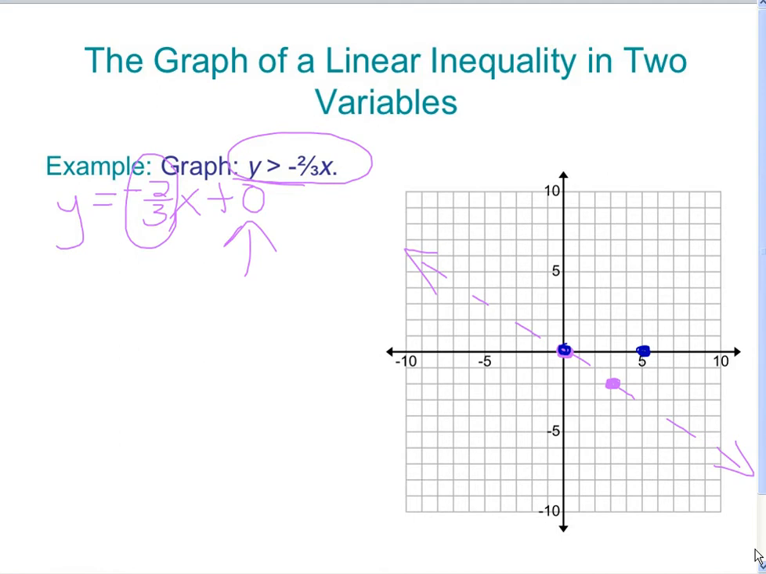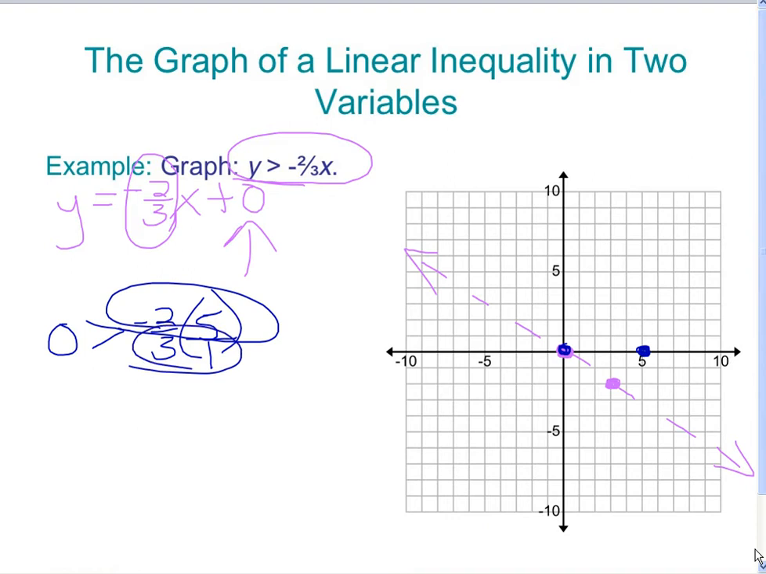So I'm going to plug that coordinate in. My y value is 0. I have negative 2/3, and my x value is 5. Remember, when you multiply a fraction times a whole number, you're going to put the whole number over 1, multiply the tops, multiply the bottoms. So we have 0 is greater than negative 10 over 3.